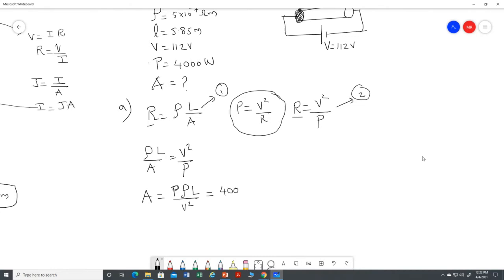The power dissipated is exactly 4000 watt, and the resistivity of the wire is 5 multiplied by 10 to the power of minus 7, and then the length of the wire is given as 5.85 divided by our voltage is given as 112 the whole square. Clear? So when you substitute, you will get the area. Understand? Could you please tell me the answer?